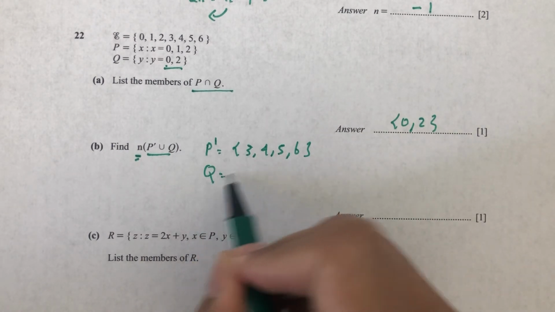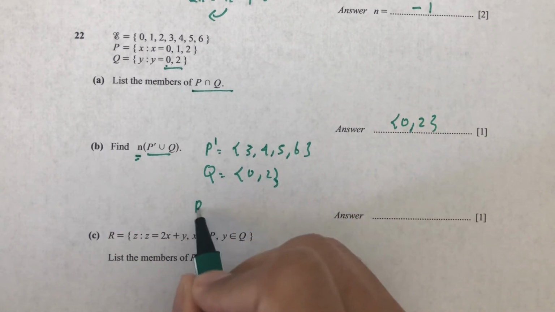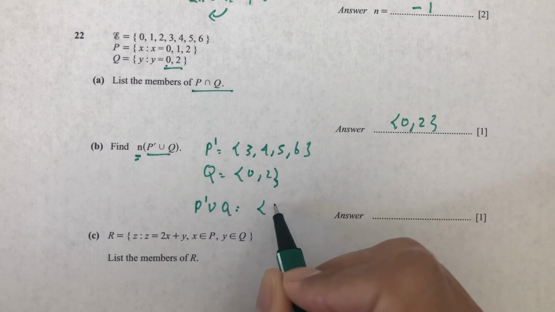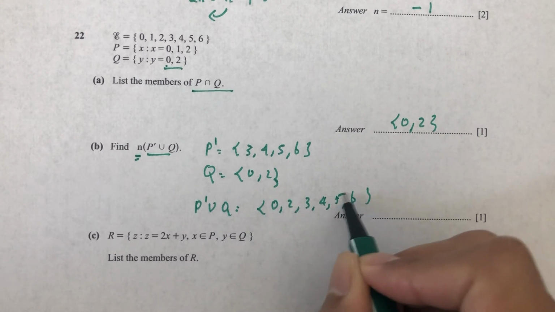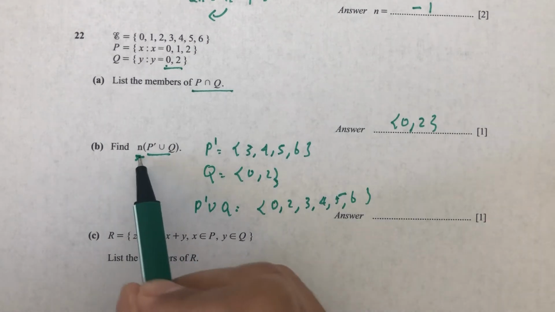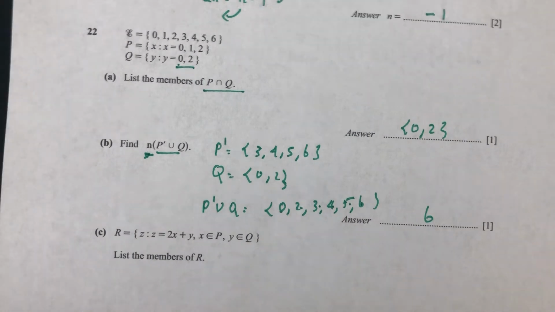What is Q? Q is {0, 2}. Thus, we have P union Q equal to {0, 1, 2, 3, 4, 5, 6}. So now the answer is to find the number. So we have 1, 2, 3, 4, 5, 6. So the number will be 6.